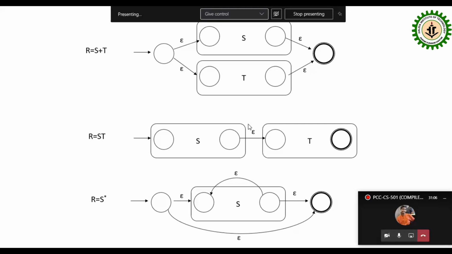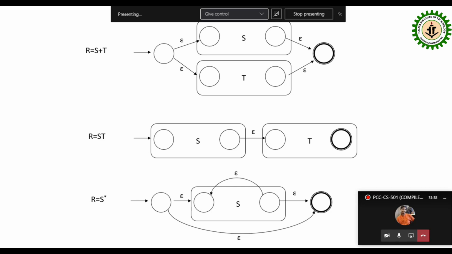And now coming to R equals S star. S star means Kleene closure. Kleene closure means some number of iterations; however many times you want, you will get that many iterations. That means a finite number of iterations you can get here. Now how can we get it? This one is the null NFA for the S regular expression.